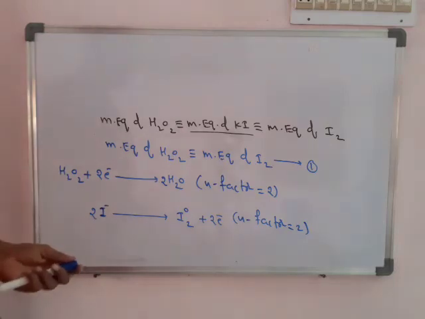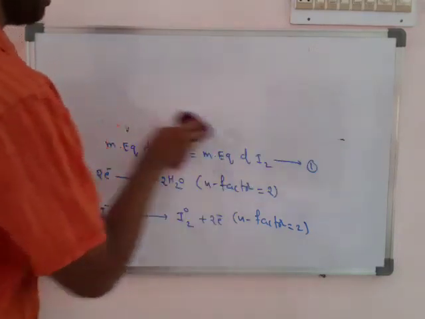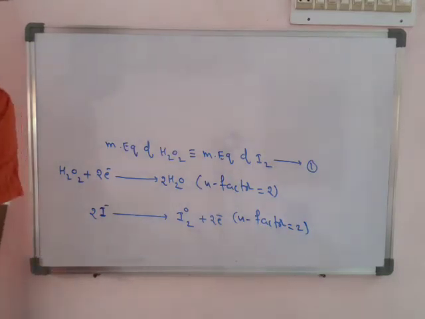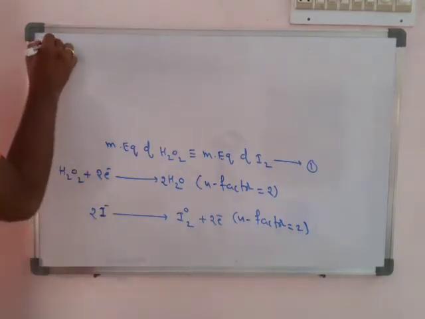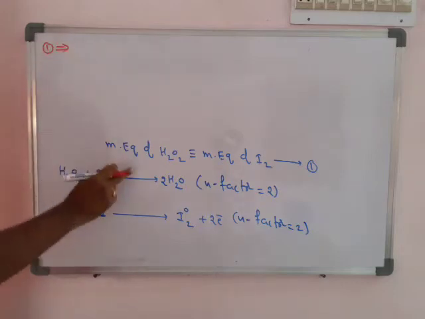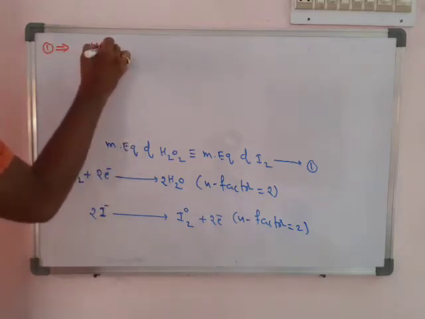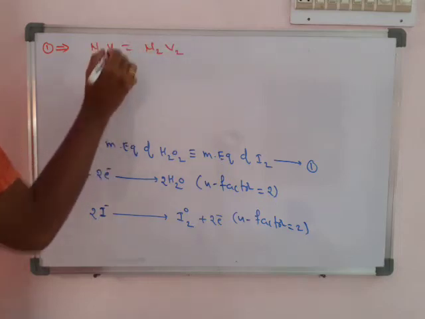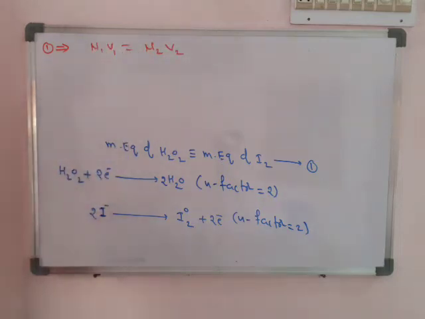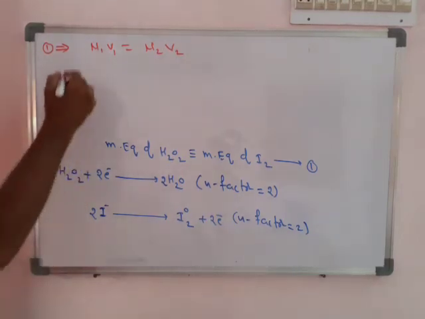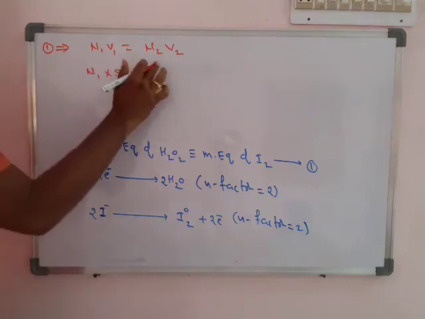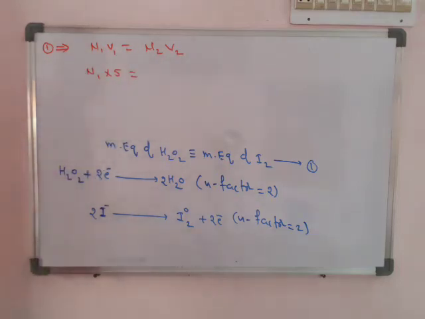So apply them in equation 1. Milli equivalence means normality times volume. We know N1 V1 equals N2 V2. So what is the normality of hydrogen peroxide? It is not given, just the volume is given. So N1 is unknown and the other value is 5 milliliter. What is N2? The normality of iodine.